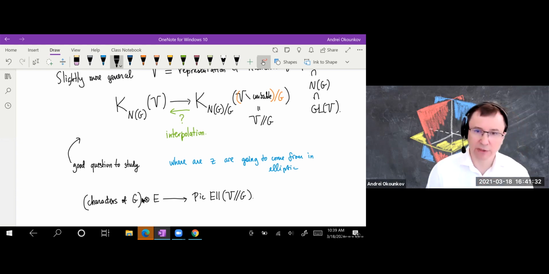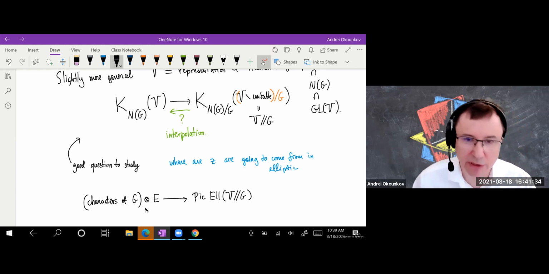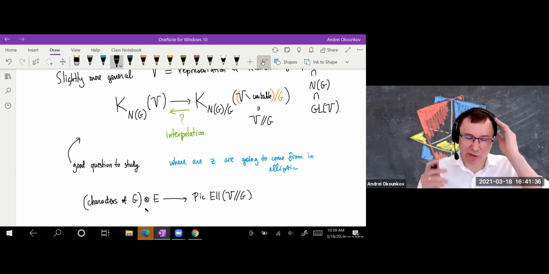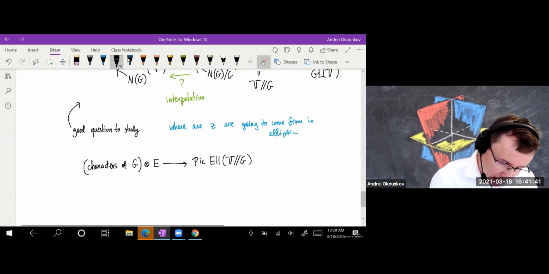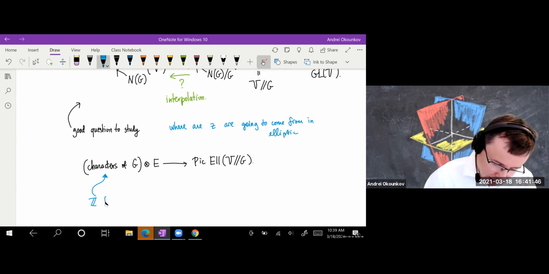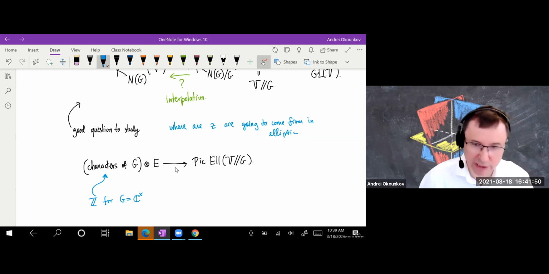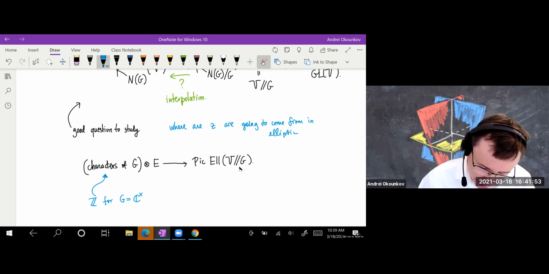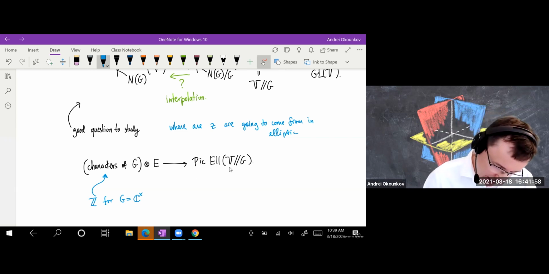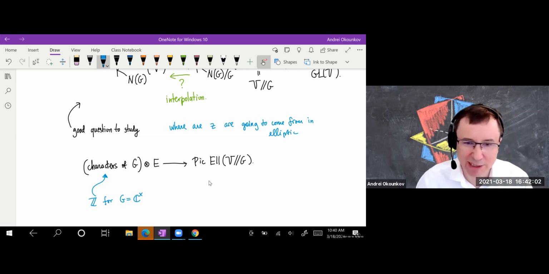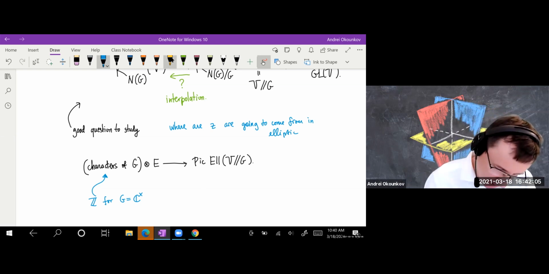So for every character of the group, if you tensor with the elliptic curve. Previously we had an elliptic curve, but then we had a group. So previously in our example with P1, this was the characters of the group. That was just Z for G equals C star. And then it was just the elliptic curve, and there was a natural map to the Pic of that, a line bundle. And this is not mysterious. This is because if I have a line bundle, well, maybe I can't explain everything. It's a natural map.